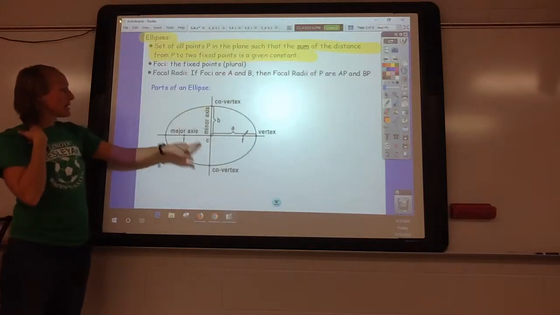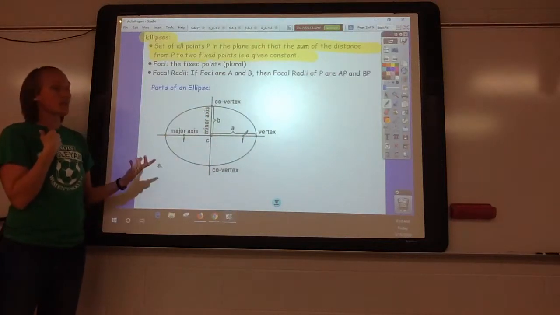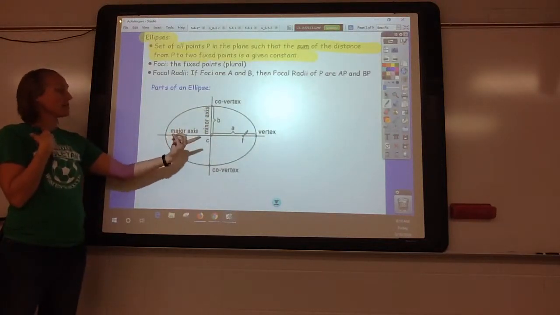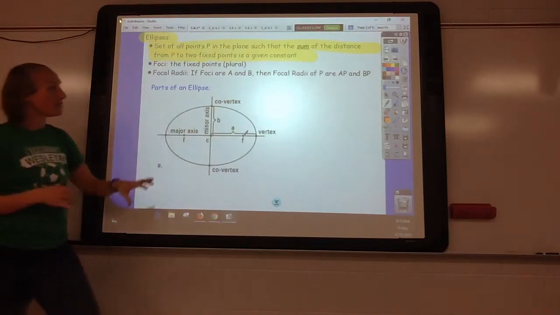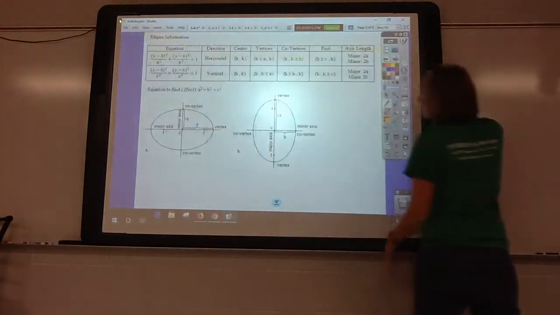You also have a minor axis and a major axis. Those are axes of symmetry, okay? The major axis is the bigger one. The minor axis is the smaller one, okay? So you can kind of see those different ideas.